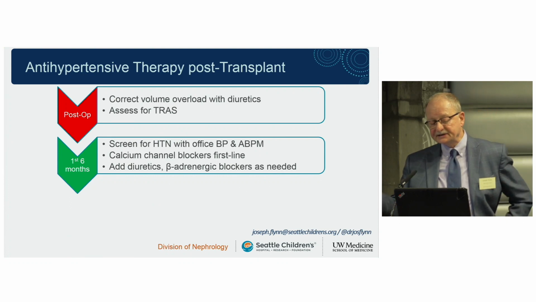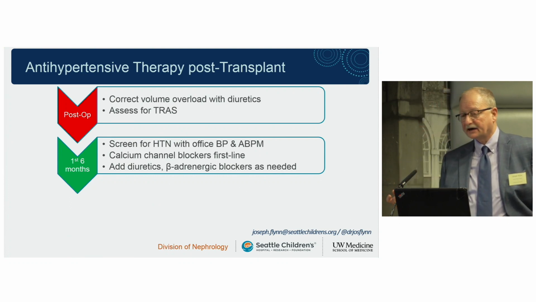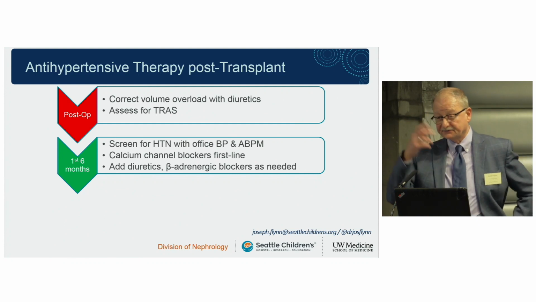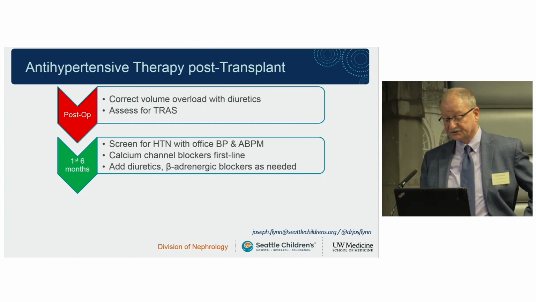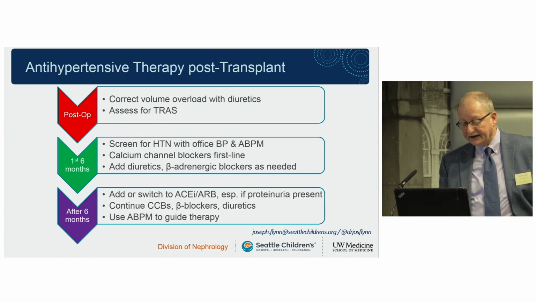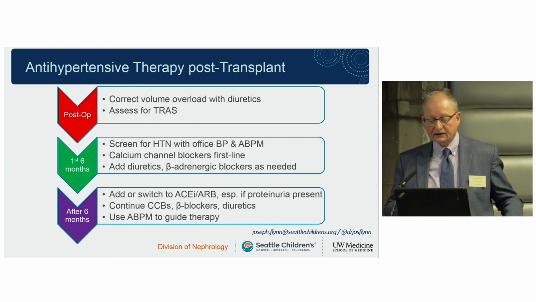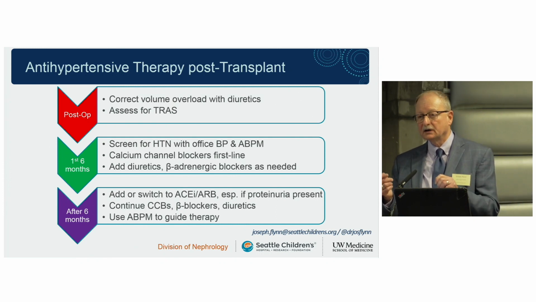And then if we need to, we may add a diuretic, or we may add a beta-adrenergic blocker because of the activation of the sympathetic nervous system. And then after 6 months, that's when we'll either add or switch to an ACE or an ARB.